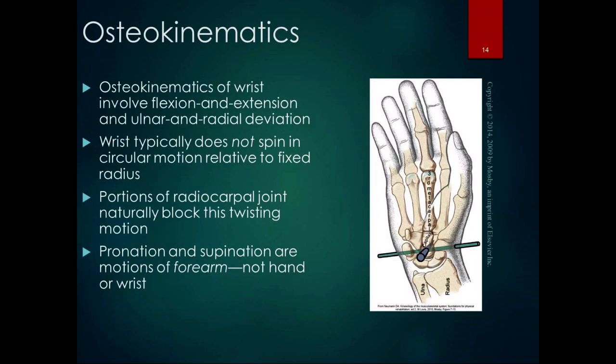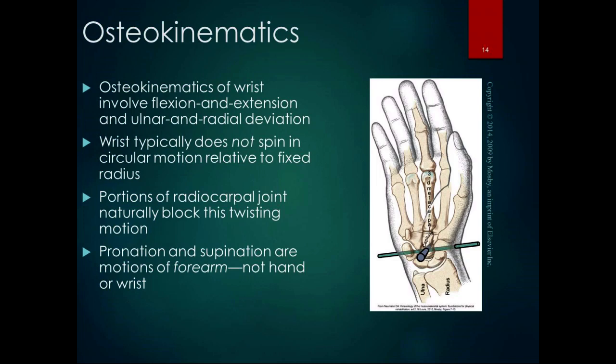The osteokinematics of the wrist involve flexion, extension, and ulnar and radial deviation. The wrist does not spin in a circular motion relative to a fixed radius. So it's 2 degrees of freedom, 2 planes of motion. Portions of the radiocarpal joint naturally block the twisting motion. Pronation and supination are not hand or wrist motions, they are motions of the forearm.